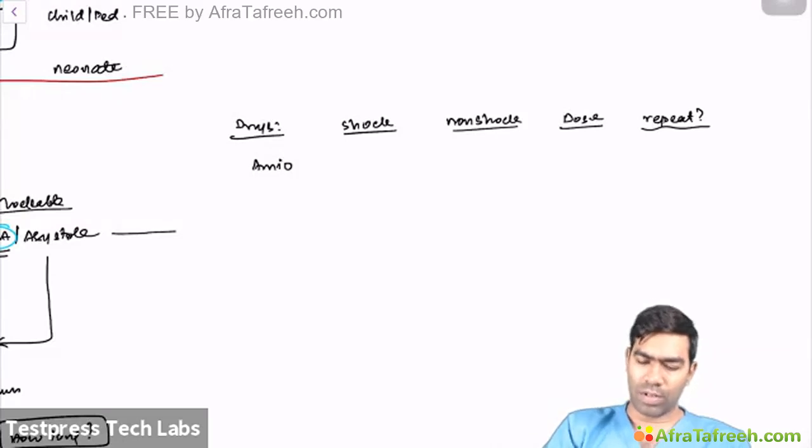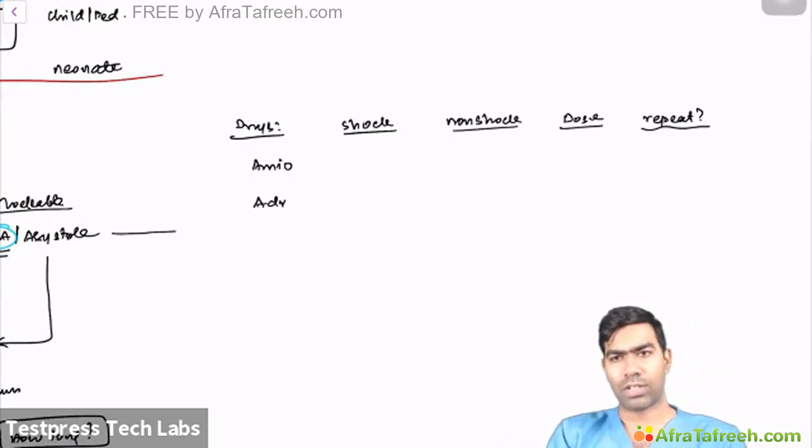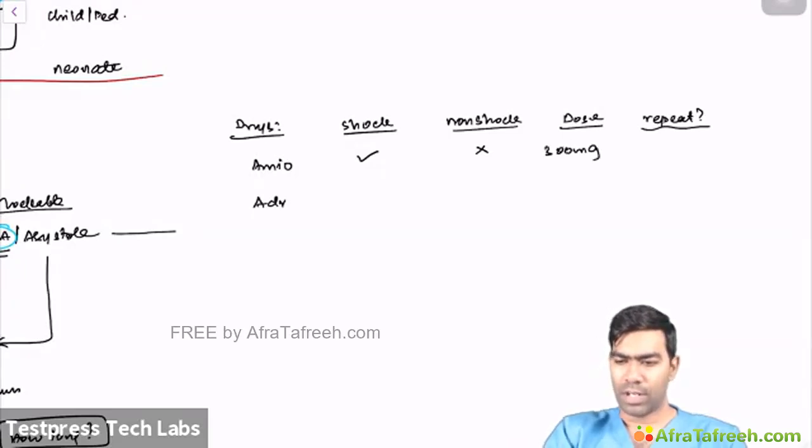Clear? So you have amiodarone, and lignocaine, which is not really needed, and you need to know about adrenaline. These are the two drugs that you need to know. Amiodarone in shockable rhythms, yes. Non-shockable rhythms, no. You don't really use it because there's no shock or other cardioverting agents there. The starting dose is 300 milligram. Repeat dose, yes: you can repeat at 150 milligram, half dose. After that, there is no evidence.